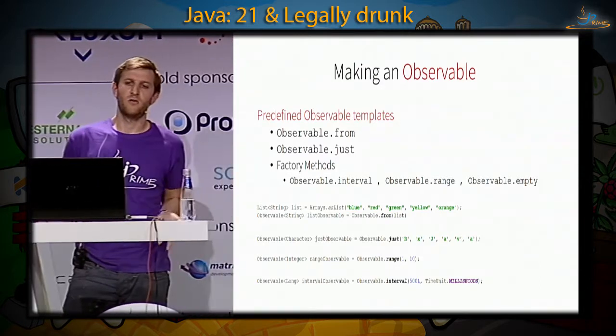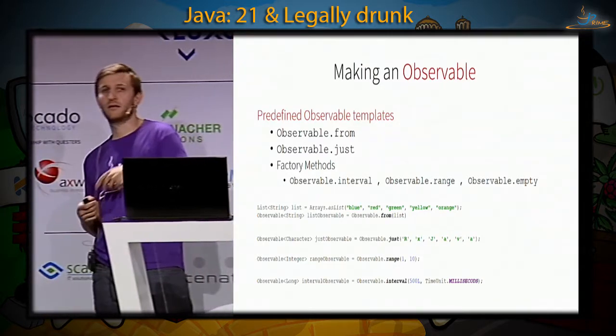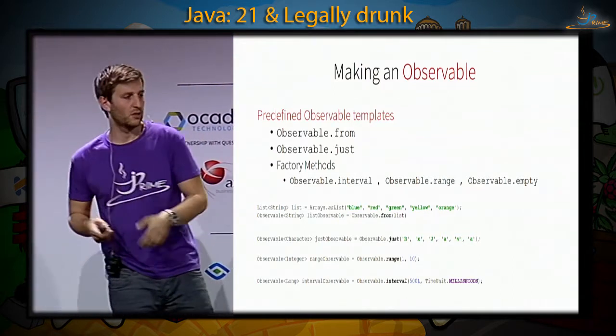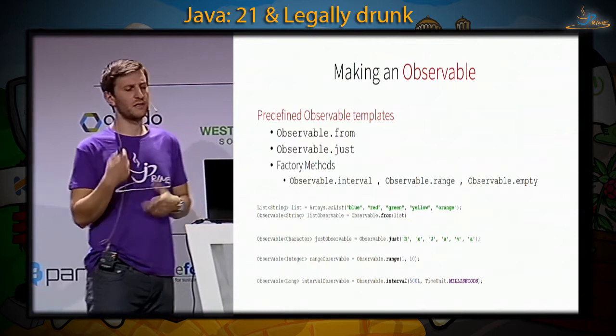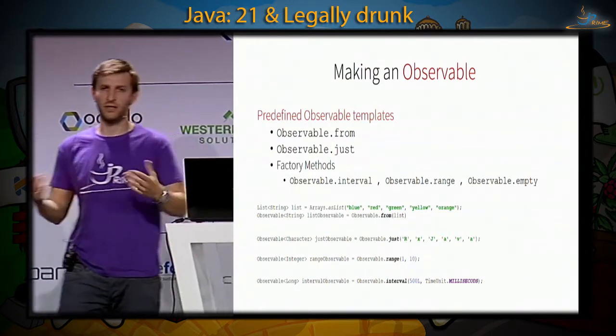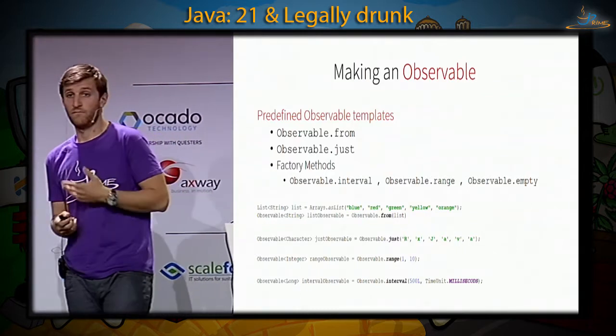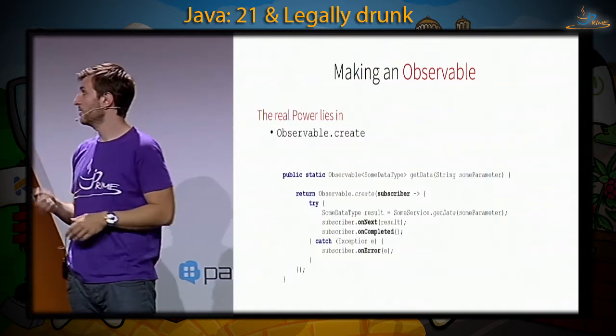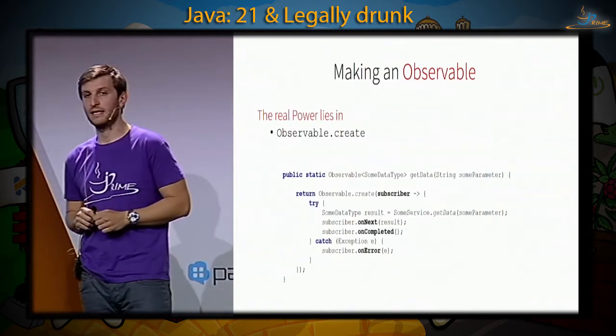There are methods like from, which take collections and then transform each element of this collection into a message. Then you have methods like just or interval, which periodically produce elements, range. Like I said, there's a whole bunch of methods. And this is all great. I mean, this is all nice. But the real power lies in the method called observable.create.